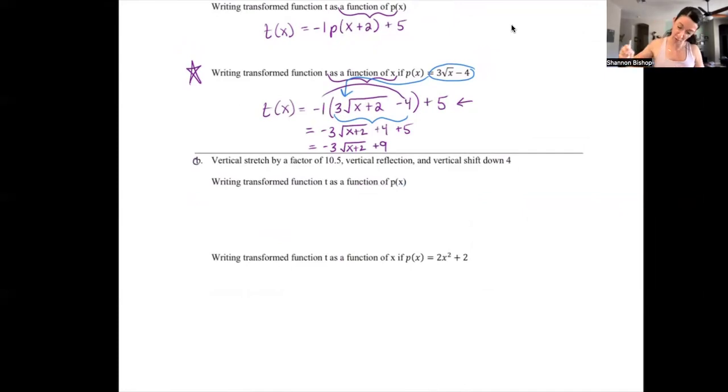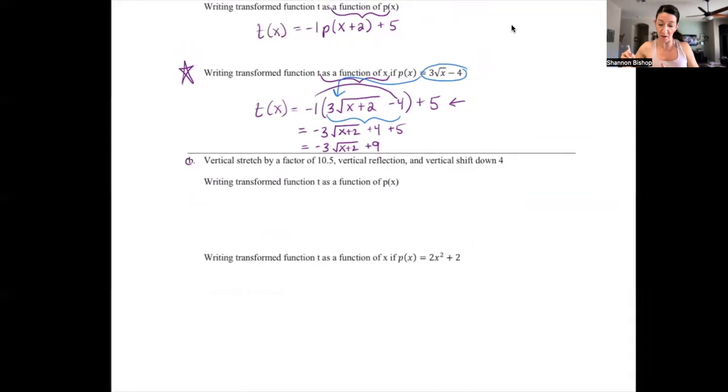What do we have? A vertical stretch by a factor of 10.5, also a vertical reflection, and a vertical shift down 4. Okay. Transformed function t as a function of p. So this is the generic way. So t of x equals, I have no idea what p is, but what I do know is they're going to have a multiplier of 10.5. By the way, that multiplier is negative because you also need a vertical reflection.